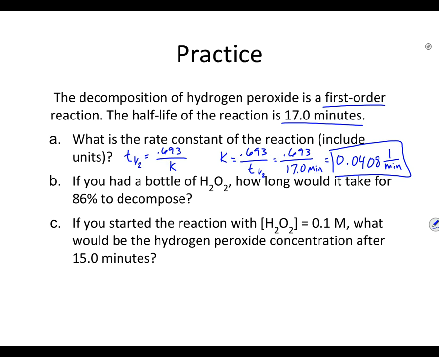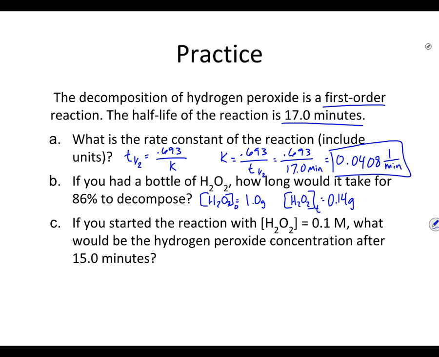All right, so then if you had a bottle of hydrogen peroxide, how long would it take for 86% to decompose? In this case, they didn't give us a starting amount, but they tell us that 86% of it is going to decompose. So I'm going to say that the initial concentration of peroxide is equal to 1 gram. If that's my initial concentration, 86% is going to decompose, so my concentration of hydrogen peroxide at a later time t is going to be 0.14 grams. That's how much I would be left with, and I just subtracted 86% of 1 from that.